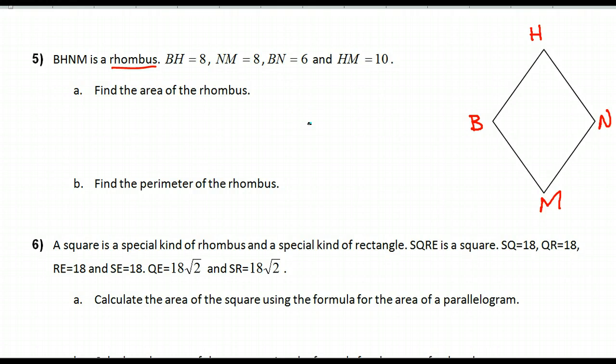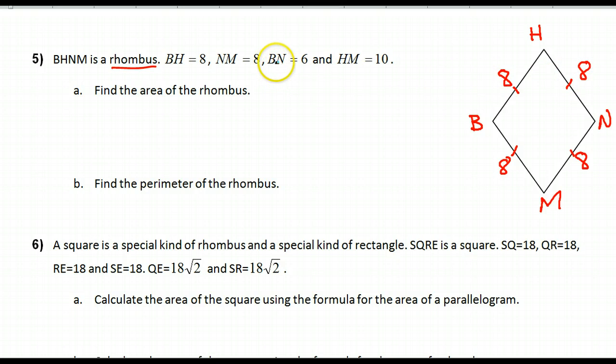Okay, so B, H, N, M. So let's see, BH is 8. So that means this is 8. NM is 8. Well, I could have told you that anyway. This is a rhombus, so all 4 of these sides should be the same. So really all of these are going to be 8, and I already know that.